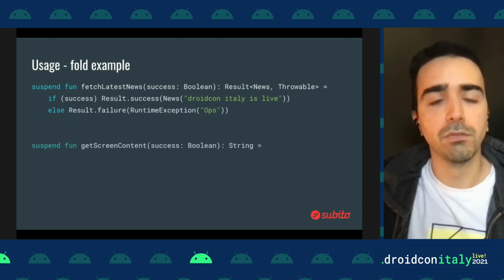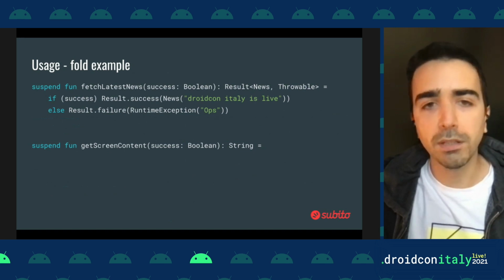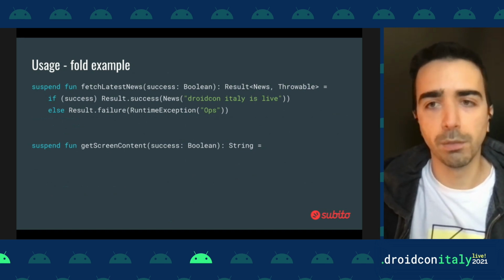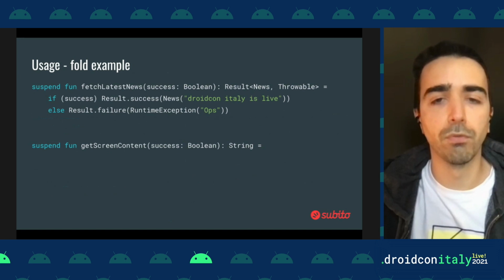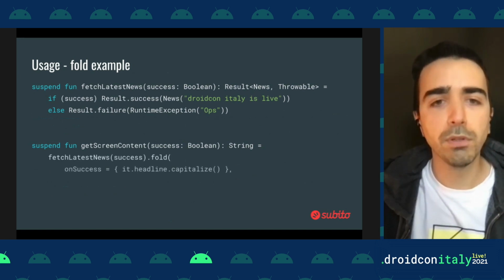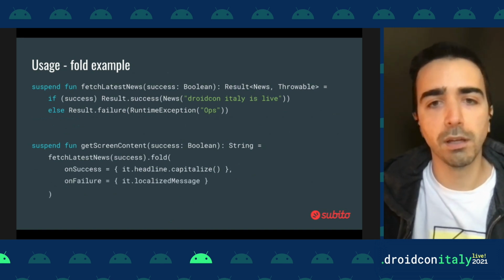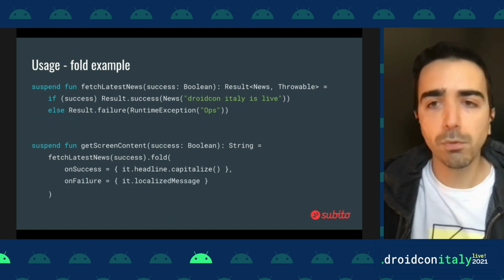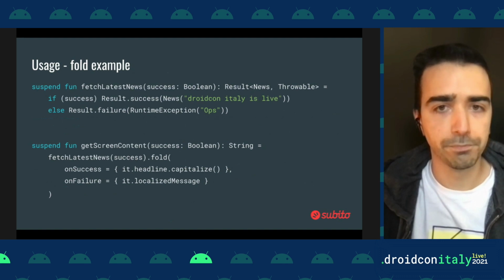otherwise a fake runtime exception. This method, fetchLatestNews, is probably exposed somehow by a use case in our domain, and what we need at the presentation layer is a string representation of that, because we need to show it to the user. So to pass from a result to a string, we can use the fold operator. And fold is forcing us to get data in a string, but in both cases. So in case of success, we are getting the headline and we just capitalize it. Otherwise, for this example, it's fine to just get the message inside the exception.